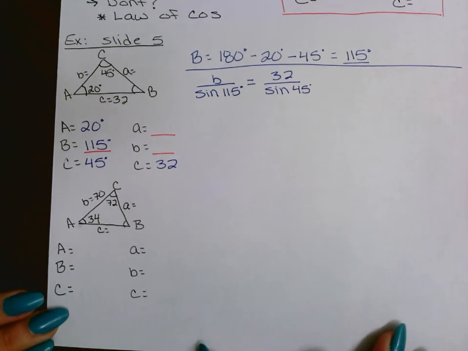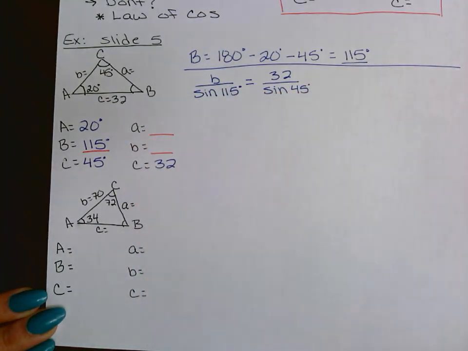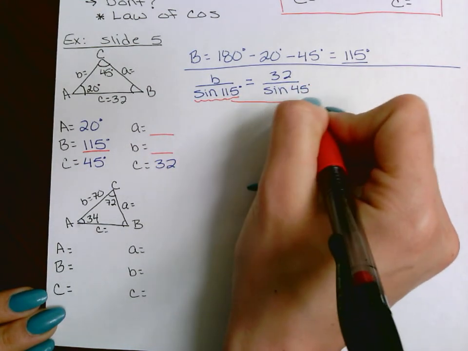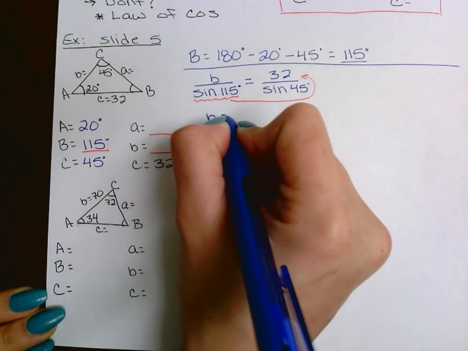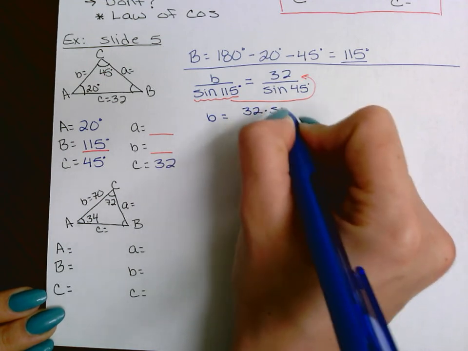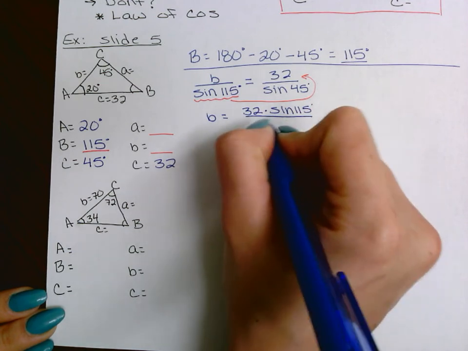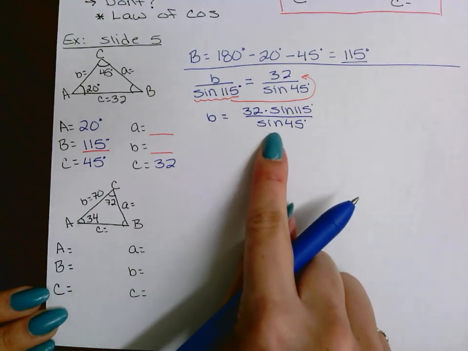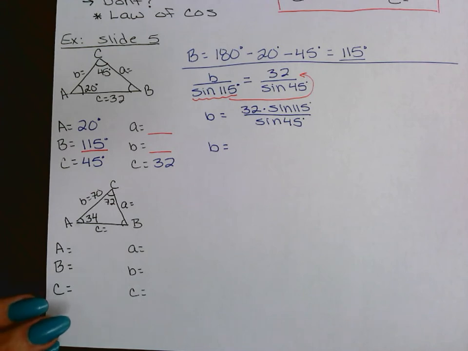Now, all I have to do here to get little b by itself is multiply this sine of 115 over to the other side. So now I have little b is equal to 32 times sine of 115 over sine of 45. Now we have the luxury of plugging that entire thing straight into our calculator, and it'll give me what side B is.